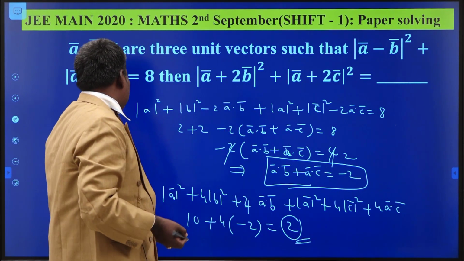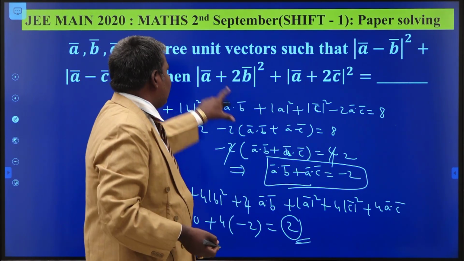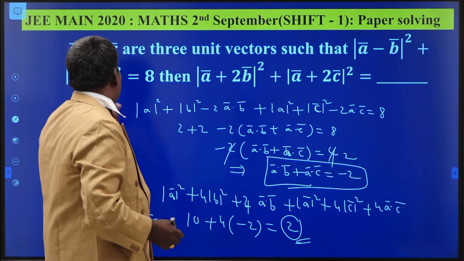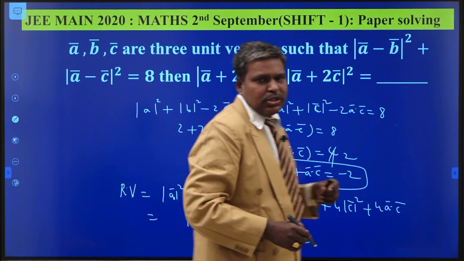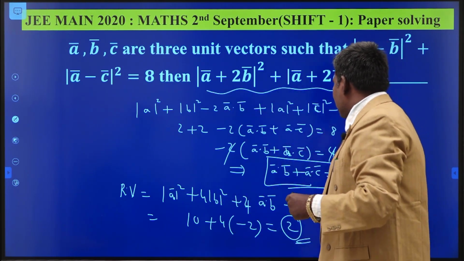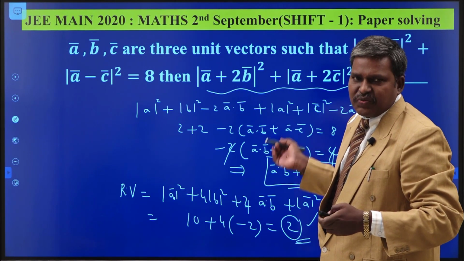The value is 2. So the required value is what? 2. By using the given expression values, a bar minus b bar whole square, a bar minus c bar whole square, by using the value itself, you can easily evaluate this value. What is the value obtained here? 2. It is also a very simple question.